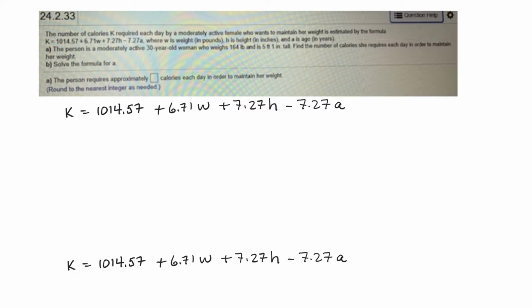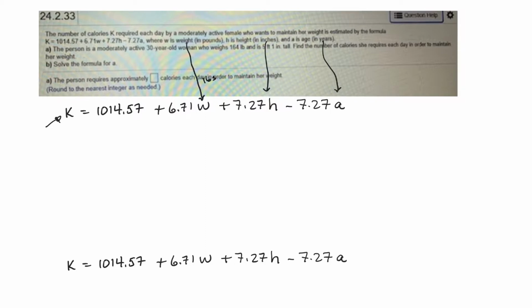All right, here's a good question where you're using formulas. The question says the number of calories K. So K is calories. I don't know why they use the K instead of C. But anyway, K equals all of that stuff, where W is weight in pounds, and I have to make sure it's in pounds, H is the height in inches, and A is the age in years.